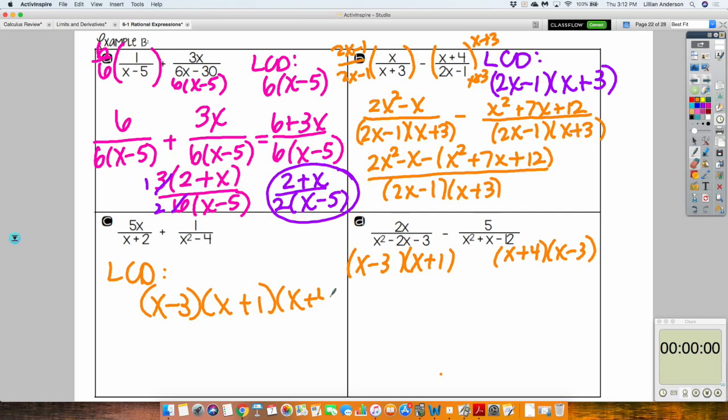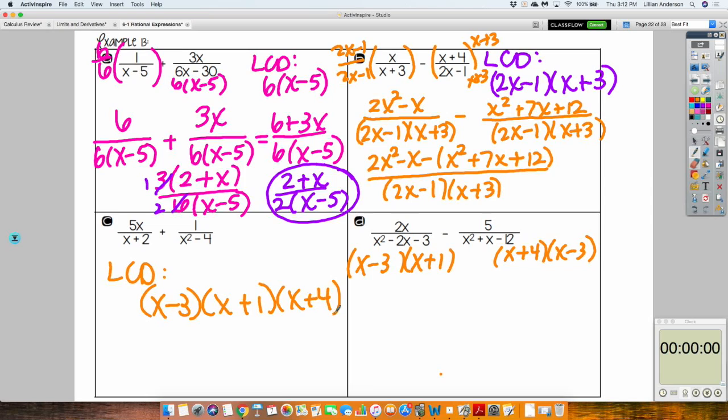They already have x minus 3 in common, so I keep that. But because one's missing x plus 1 and the other's missing x plus 4, together all three of those make my common denominator. So again, I'm doing D. I'm just using the C space to answer this.